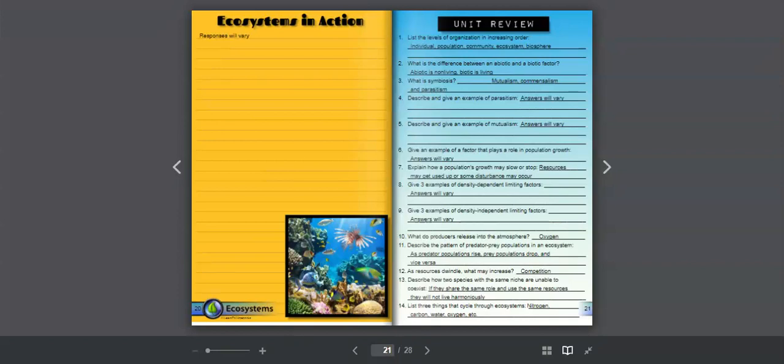Number 9, give 3 examples of density-independent limiting factors. These are usually weather events. It doesn't matter if you have 3 squirrels in the forest or 3,000 squirrels. If there's a forest fire that whips through the forest, they are all going to be impacted. So drought, wildfire, hurricane, tornadoes could all be density-independent limiting factors.